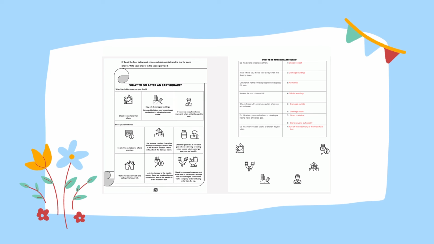Okay, number 9, the last question. Do this when you see sparks or broken frayed wires. We need to turn off the electricity at the main fuse box. It was mentioned that when we return to our home, we should look for damage to the electric system, and if we see sparks or broken frayed wires, we should turn off the electricity at the main fuse box.